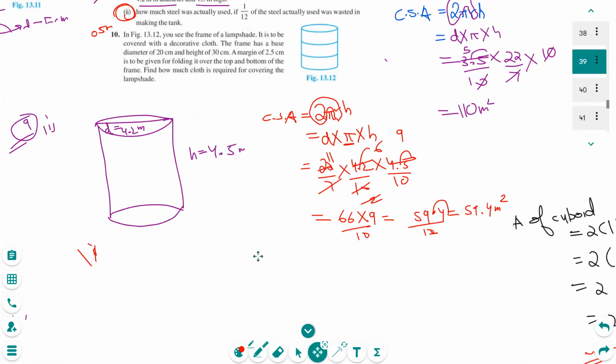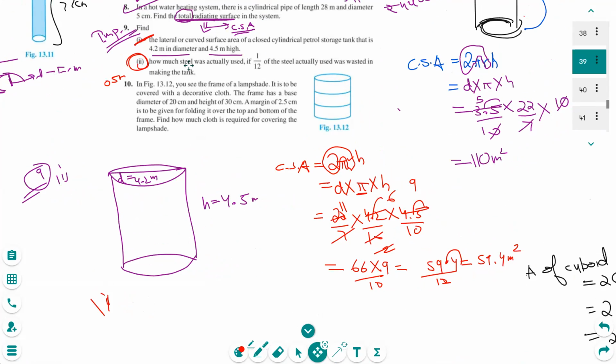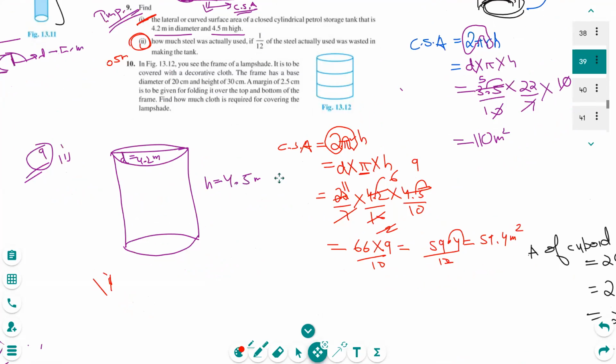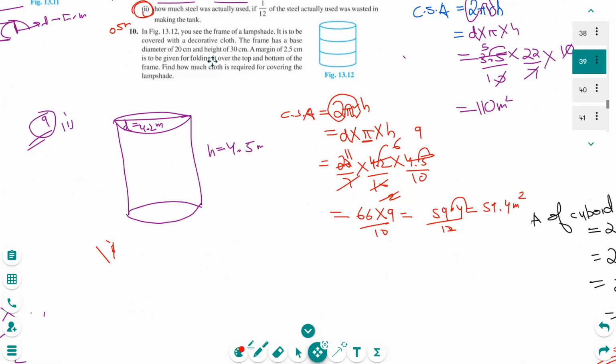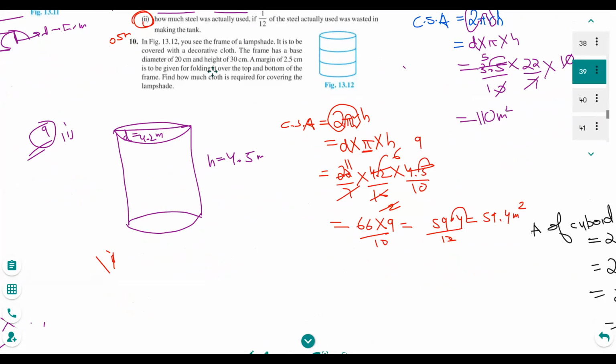So let's go to question number two. How much steel was actually used if 1/12 of the steel actually used was wasted in making the tank? I'm going to make you understand this question, but I'd like to ask you people instead, because if you tell me what you are getting from this, you won't make any misconceptions in the future.